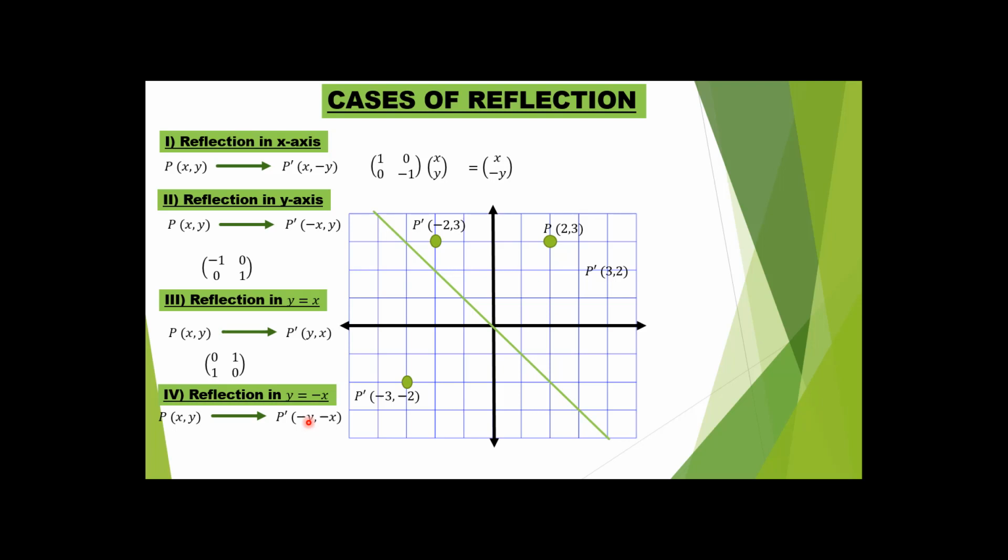If we now consider the matrix, then we simply have to put the negative sign to the matrix of y equals x. So its matrix will become [0, -1; -1, 0].